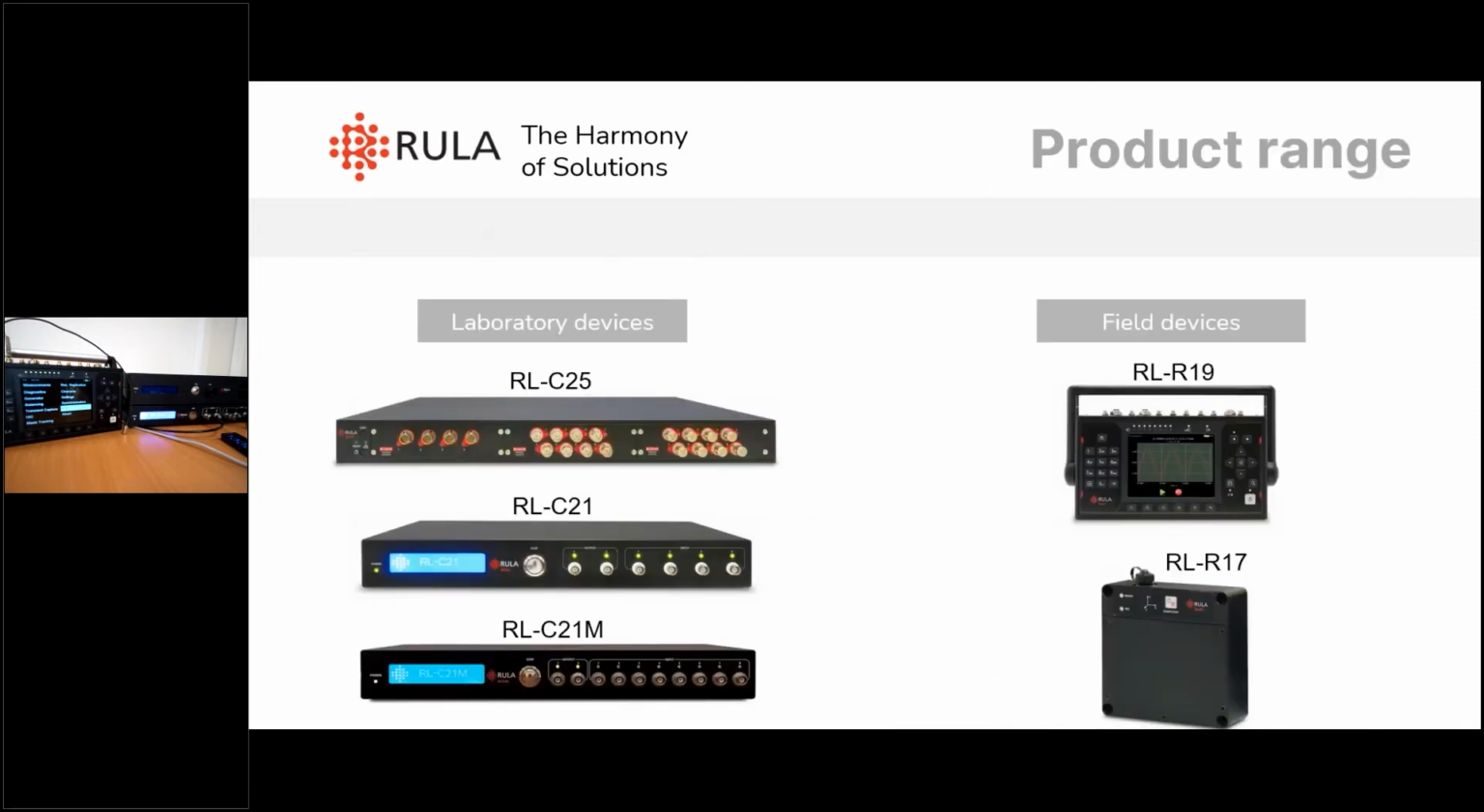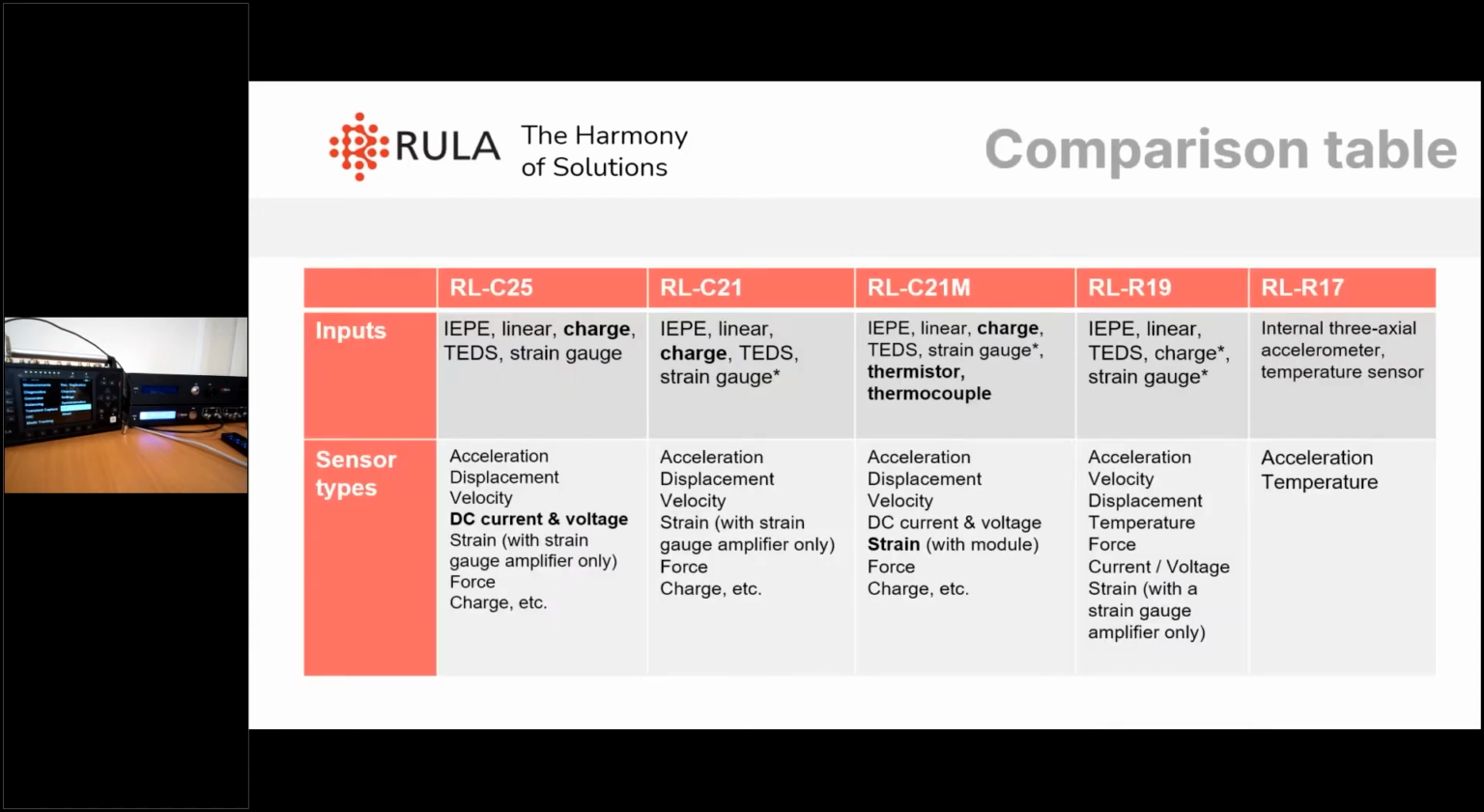Now to just draw a basic conclusion to this part, we have 5 devices in total that can be used to acquire data. 3 of them are vibration controllers, mainly used in a lab environment, with RLC25 being the most suitable for acquiring data from a larger number of sensors. 2 devices are portable and autonomous, and thus well suited to field work in harsh environments, thanks to their high protection rating. Our controller-based devices support all of the most popular input types: IEPE, linear, charge, and strain gauge.